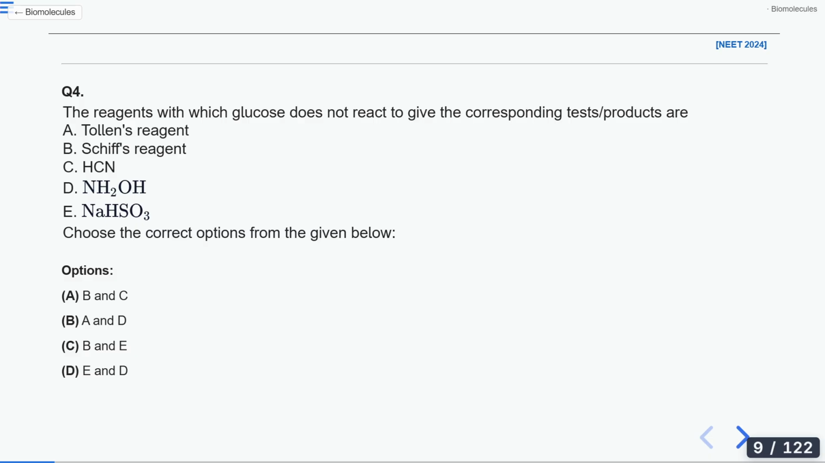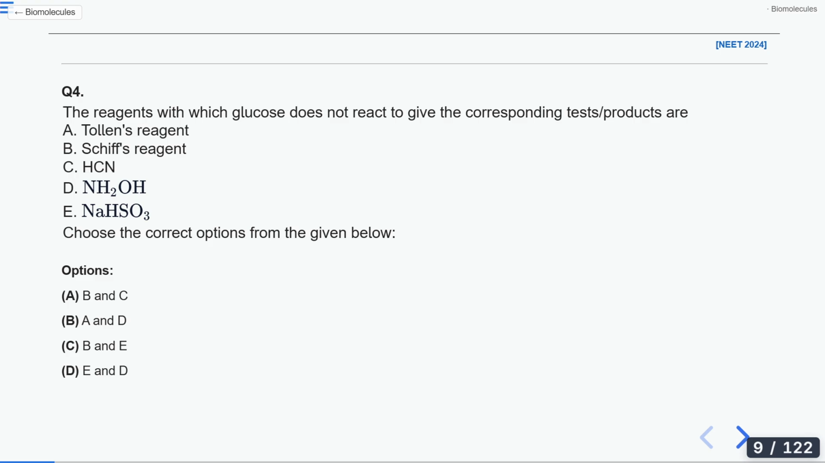So we take primary amine to form the Schiff's base. Now one more question for you. If I take the pentaacetate of glucose and react it with NH2OH, which is hydroxylamine, will it give a reaction? Will the reaction occur or not?